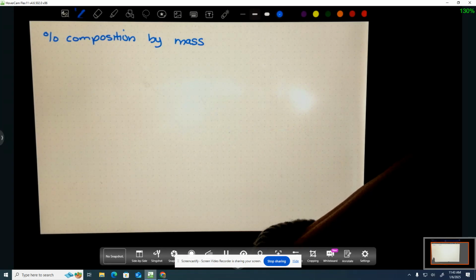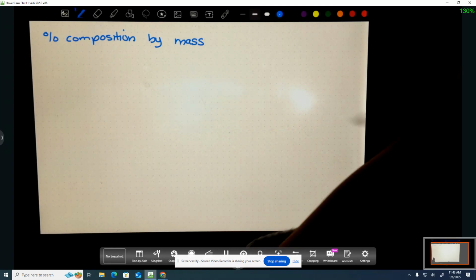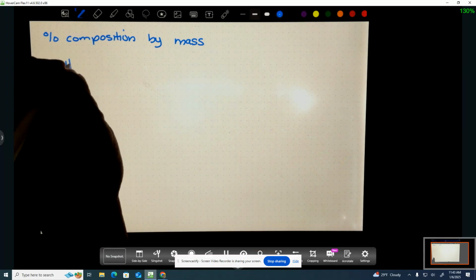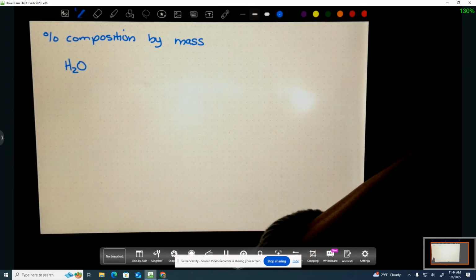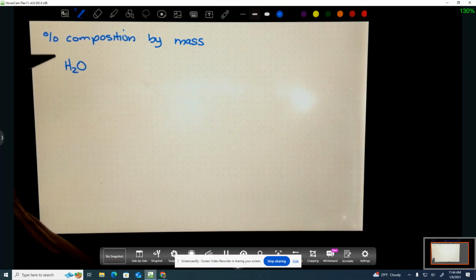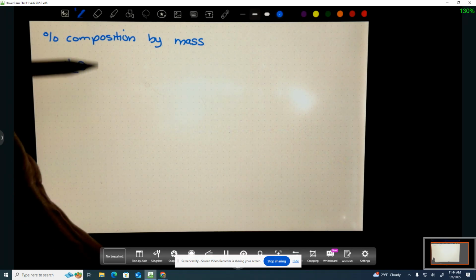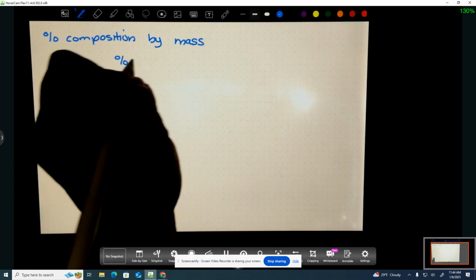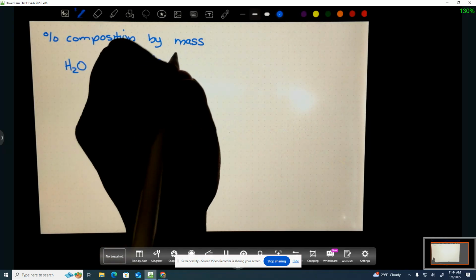Let's say we have a formula. I'm going to do water. That's the molecule. Its empirical formula is H2O. That's water. It's also got a molecular formula of H2O. It's a molecule.